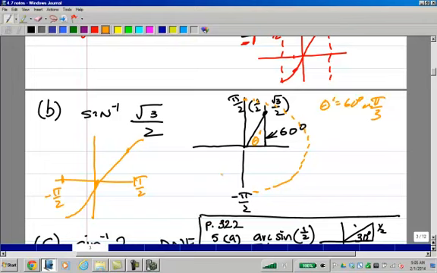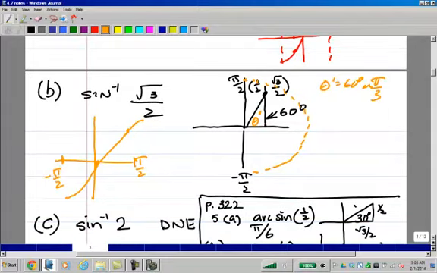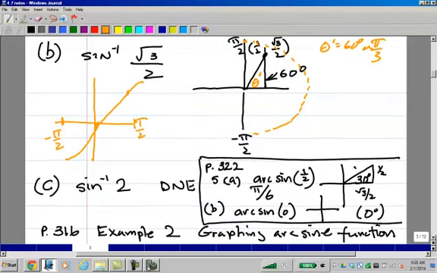And that's fine. Why? Because all the possible outputs for the sine are found between negative pi over 2 and pi over 2. Okay. And the possible inputs go from negative 1 to 1. All right. So the inverse sine of root 3 over 2.